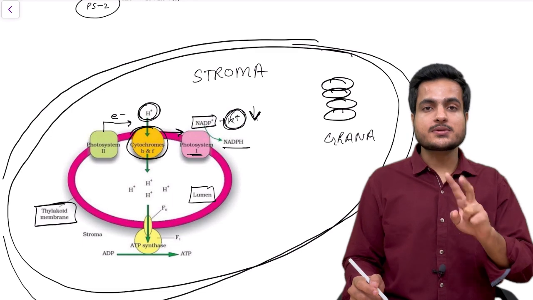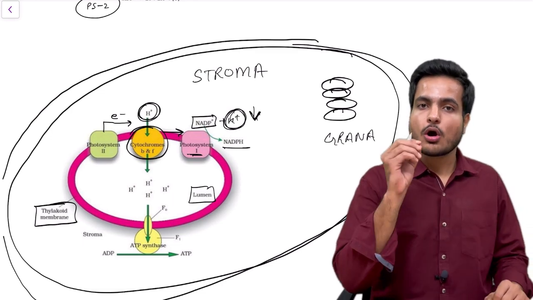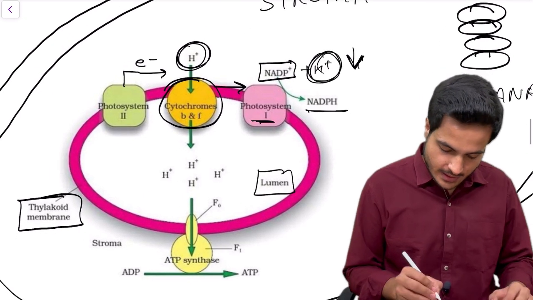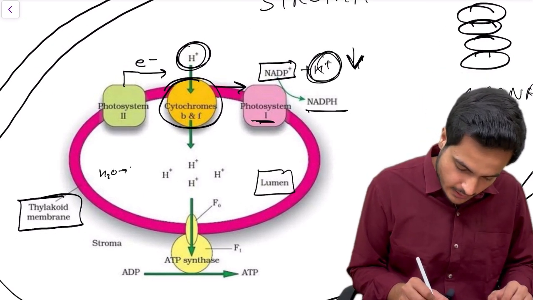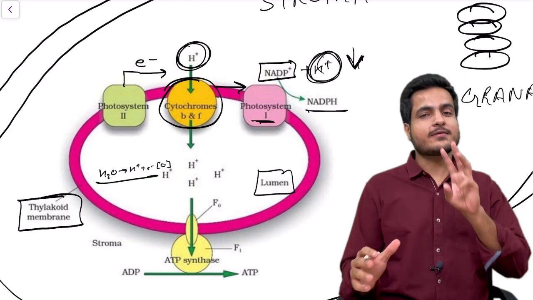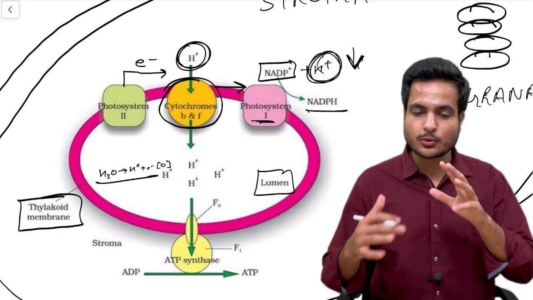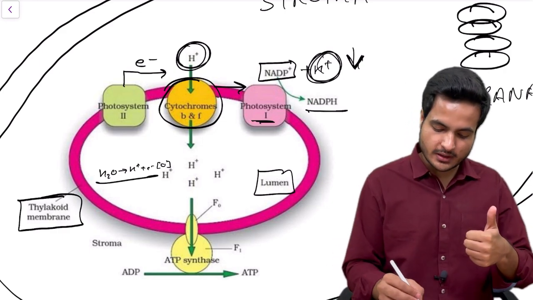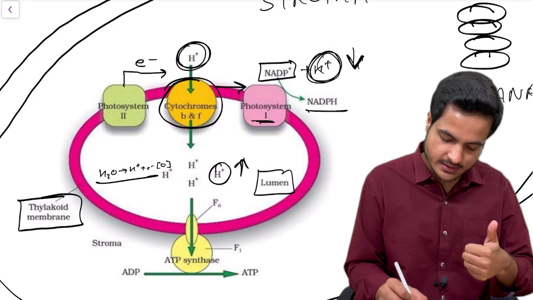So two steps are increasing the concentration of H plus ions inside the lumen. Here you could see that water is splitting into H plus ions inside the lumen. There were three reasons for this proton gradient being developed. First is splitting of water occurs in the lumen, therefore H plus concentration increases in the lumen.